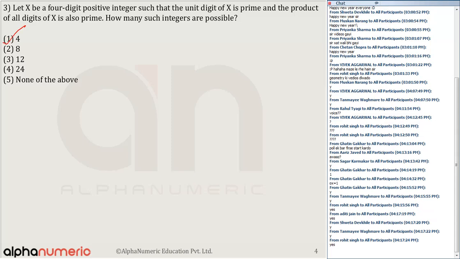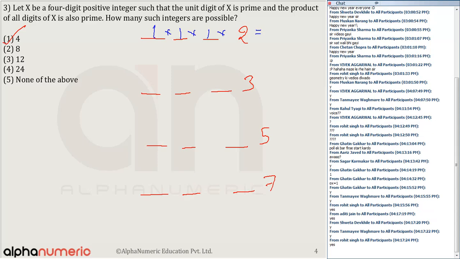Let x be a 4-digit positive integer such that the unit digit of x is prime. So the unit digit can be either 2, 3, 5, or 7. And the product of all digits of x is also prime. It means the rest of the digits must be 1. Then only 1 into 1 into 1 into 2 is equal to 2, which is a prime.